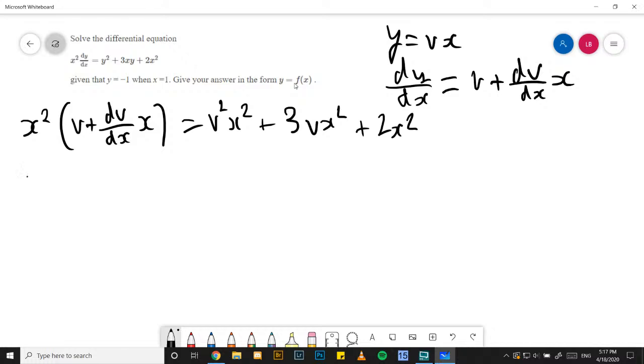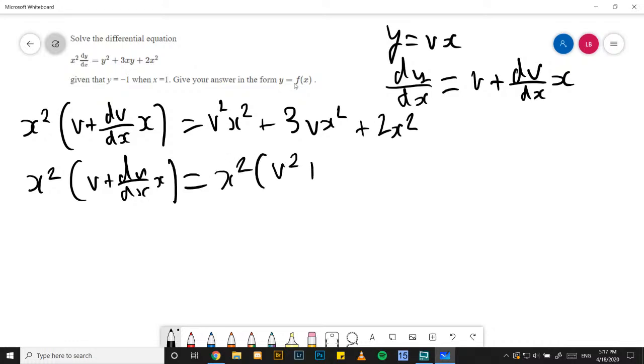Note one really cool thing that just happened. x squared times (v plus dv/dx times x) is equal to x squared times (v squared plus 3v plus 2). Our x squared just canceled out. This x squared over here cancels out with this x squared over here, which is super convenient. And now, again, we can solve.